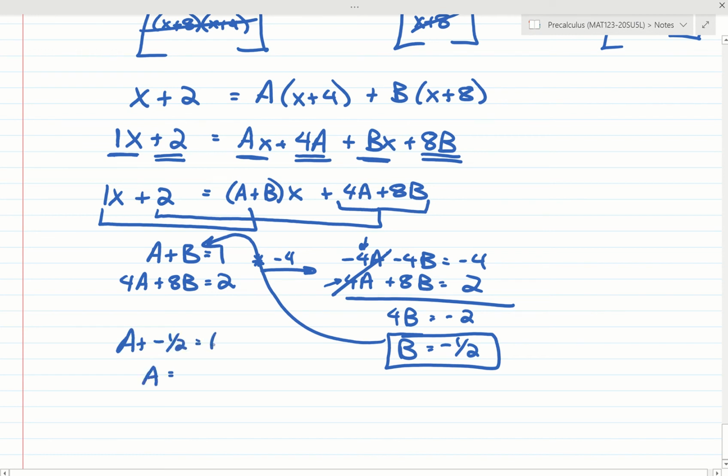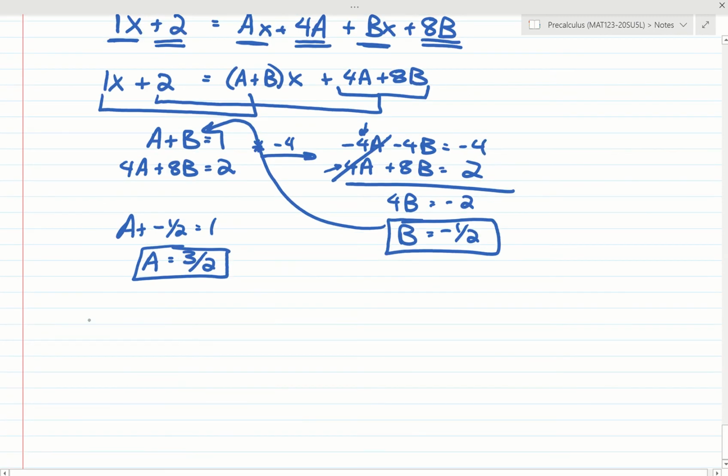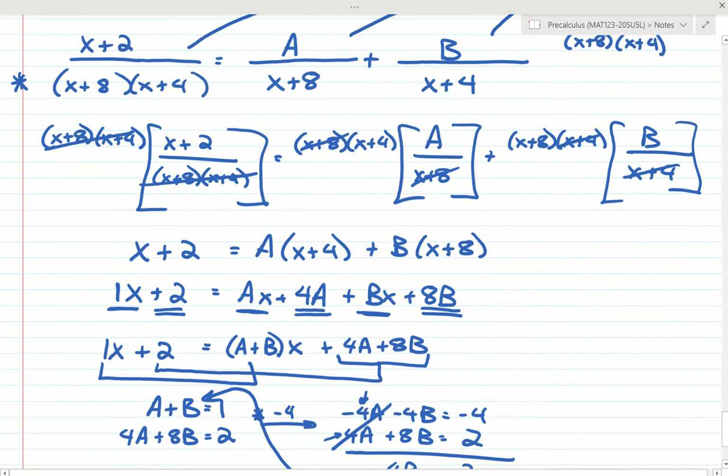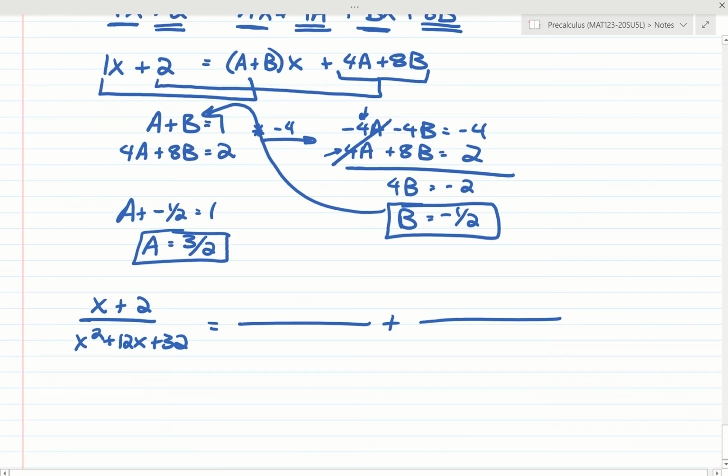So 1 or 2/2 plus 1/2 is 3/2. So what would the answer actually look like? Well, you would say that x plus 2 over x squared plus 12x plus 32 is equal to your partial fractions. Remember our denominators, I think we had x plus 8 and x plus 4.